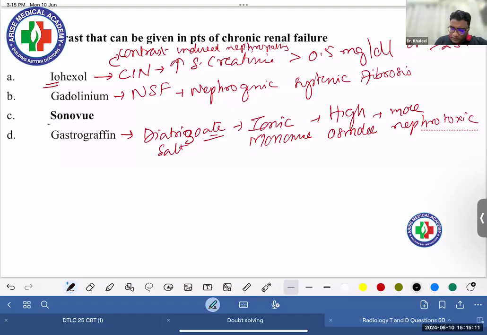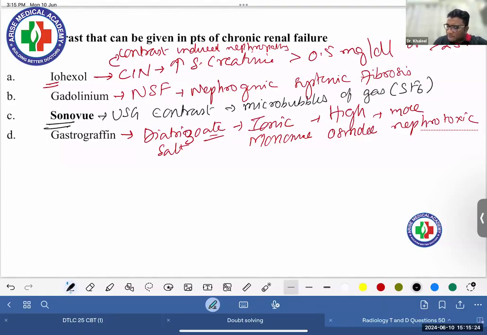But SonoVue, the word sono means ultrasound contrast. An ultrasound contrast has gas bubbles, microbubbles of gases. And the commonly used gas is sulfur hexafluoride. And this is released by the lungs, not by the kidney. So we use SonoVue in chronic renal failure.